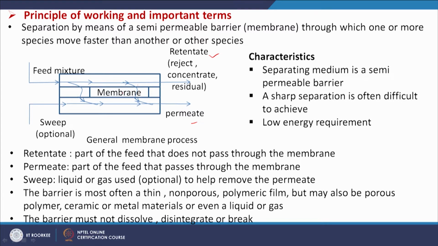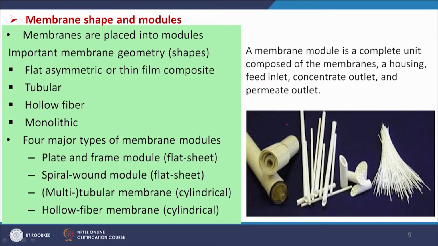So, these are the essential conditions for the operation of this membrane process, and some characteristics are that the separating medium is a semi-permeable barrier. So, this medium is semi-permeable, that means some material will be allowed to pass through and some will not, and a sharp separation is often difficult to achieve, and low energy requirements. So, these are the characteristics of this membrane process. Now, we will see the membrane shape and modules.